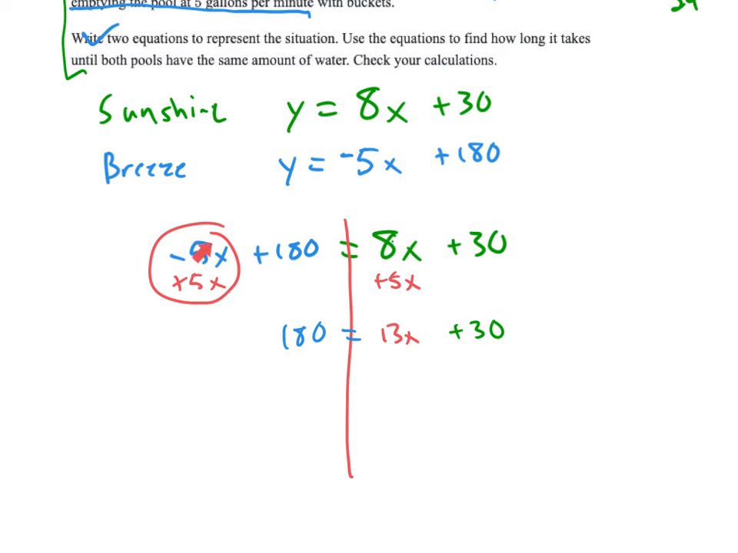Remember, you're always doing the opposite of what you see. So since this is a negative 5, I'm going to add 5. Now this is back down to our kind of 7th grade level here. And you might even be able to just guess and check this and kind of find it.